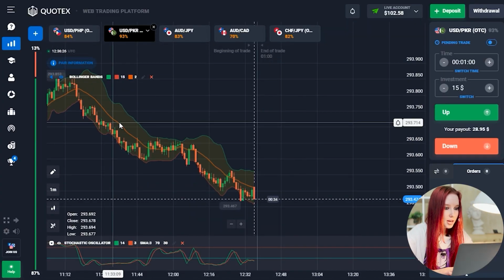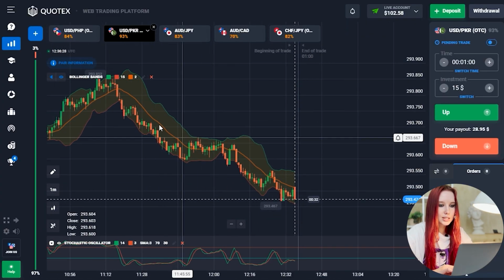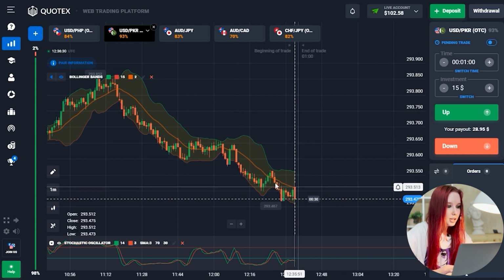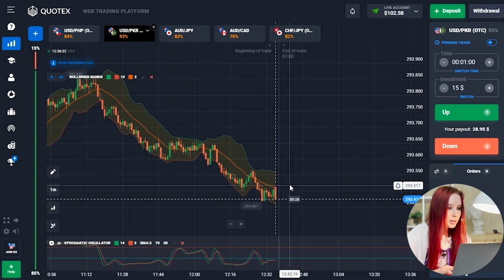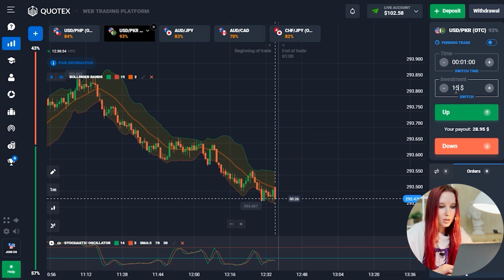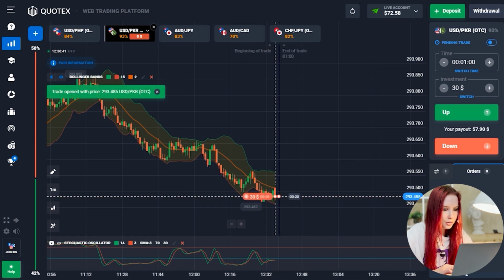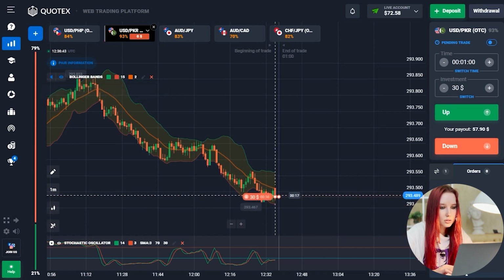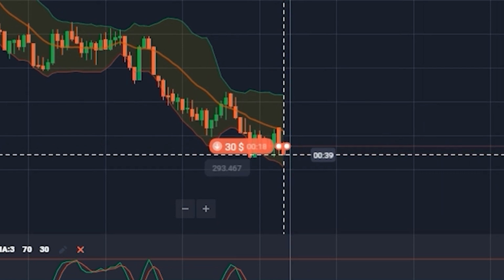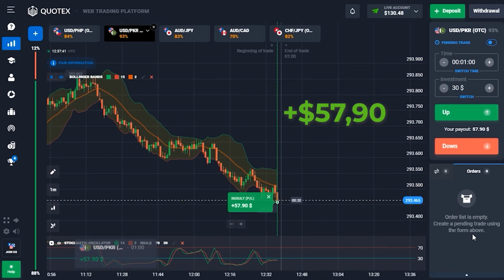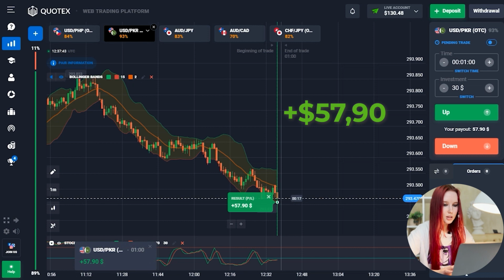We see a global downtrend in this currency pair. We can see that all candles are below the middle line of the Bollinger Bands indicator. So I think the downward movement will continue. And I want to open a down trade here, but with $30. Awesome, I'm in profit, so good.